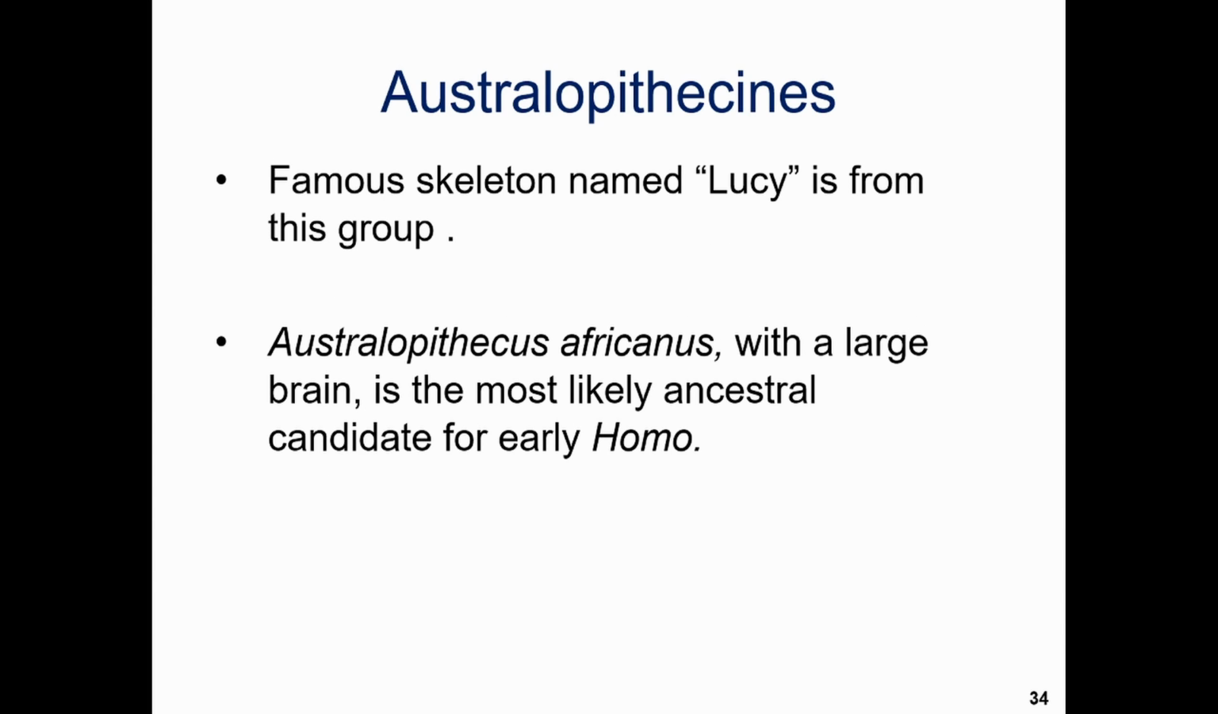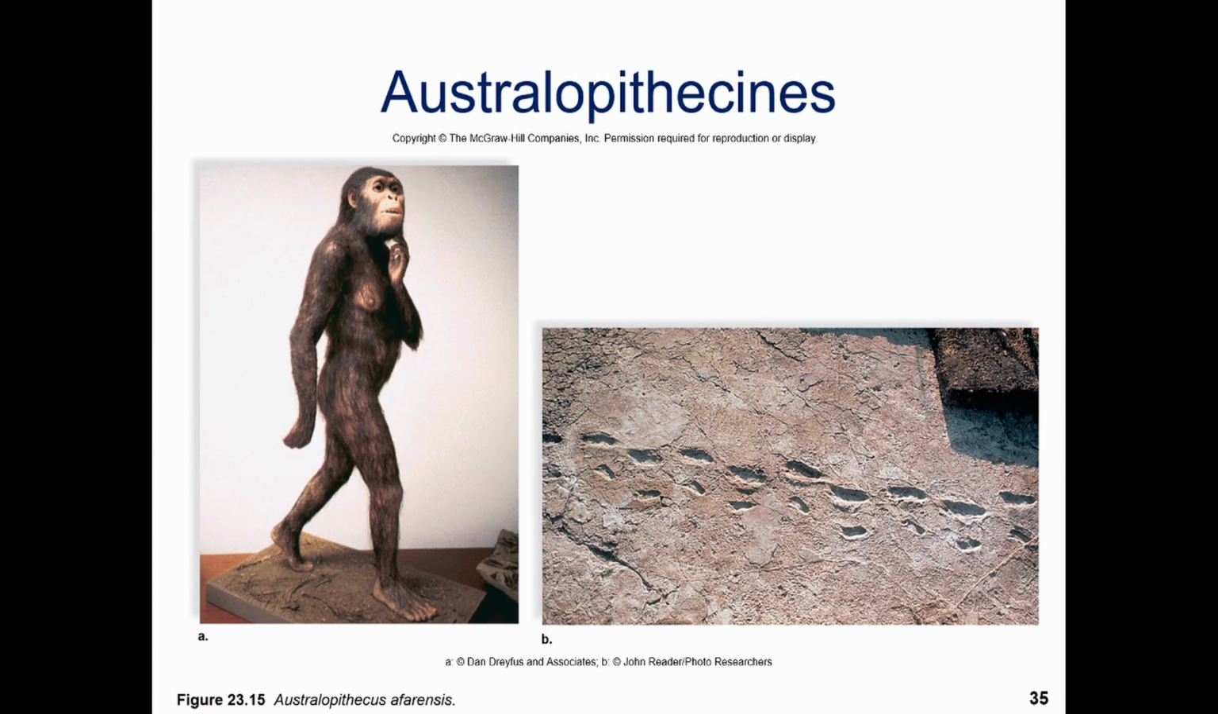One of the most popular or most famous from this group is Lucy. She was from the species Australopithecus africanus. She had a larger brain and is the most likely candidate for being the early Homo genus's ancestor. And so this is what she would look like. This is a recreation based on the fossils that they found of her.